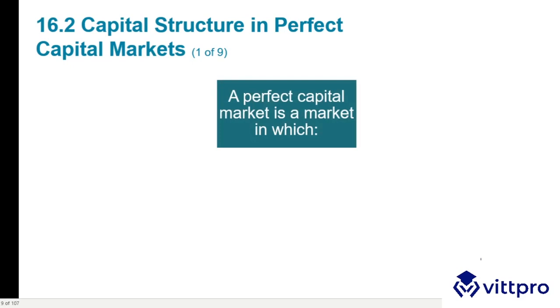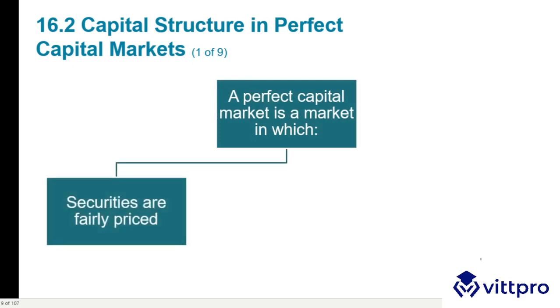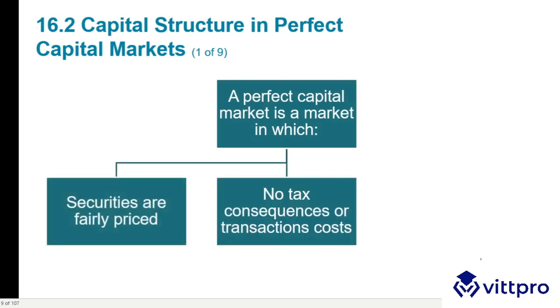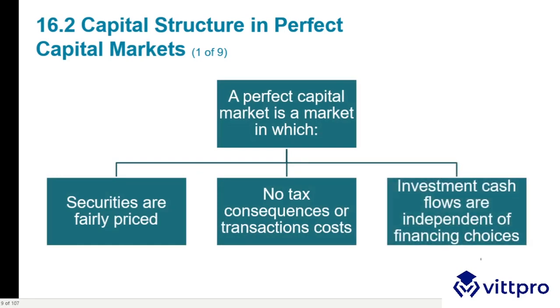So in a perfect market, the capital structure is going to be fairly priced, with no tax consequences, and the investment flows are independent of financing choice. The perfect market theory says that if you are investing in a project, it doesn't matter where your money is coming from. It will be the same cost of capital to assess the investment. So capital structure does not affect the investment decisions. That's the meaning of this theory.